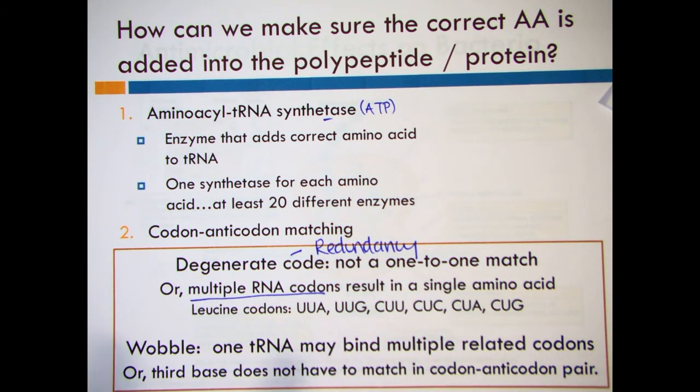So wobble is the phenomenon whereupon, because the third base of the codon-anticodon match actually does not interact as strongly as the first base or the second base, if the third base does not match, then the tRNA will still join with the mRNA. So this will be like a silent mutation. If there has been an inherited change to the DNA that changes the third base, it won't matter, because wobble allows a tRNA to match even if the third base of the triplet does not match. So wobble has to do with the third base not matching.